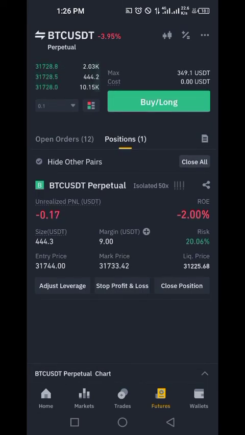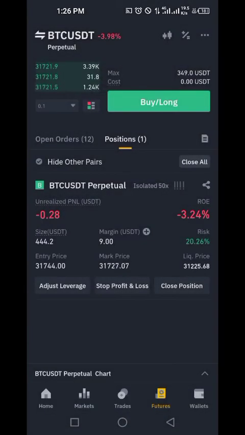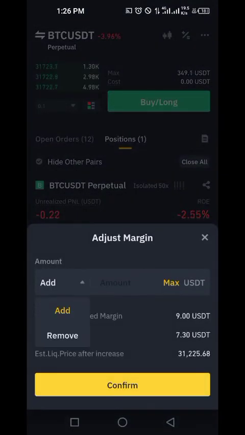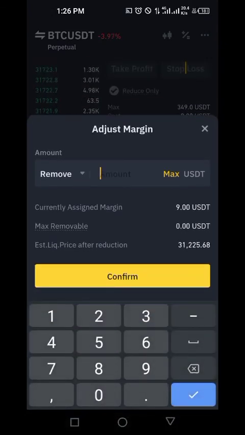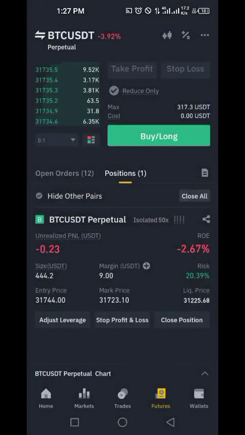Okay, there's a mistake. Let me reduce. You can either add or reduce your margin from here. Just click on remove. So I want to remove, okay, they said max I can remove is 0. That means I entered the market wrongly. So let's just leave that now.